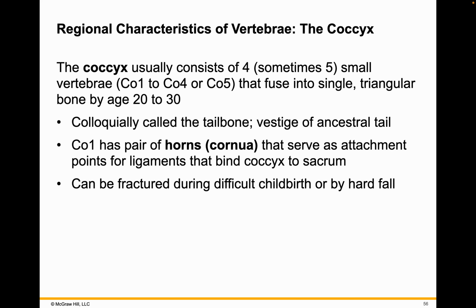The coccyx usually consists of 4, although sometimes 5, small vertebrae, Co1 through Co5, that fuse together into a singular triangular bone by the age of 20 to 30. It's colloquially called the tailbone, and it is truly the vestige of an ancestral tail. Co1 has a pair of horns or cornua that serve as attachment points for ligaments and bind the coccyx and sacrum. It can be fractured during a difficult childbirth or by a hard fall, particularly in, not recently, but I have heard of individuals in ATV accidents who tend to fracture their coccyx.